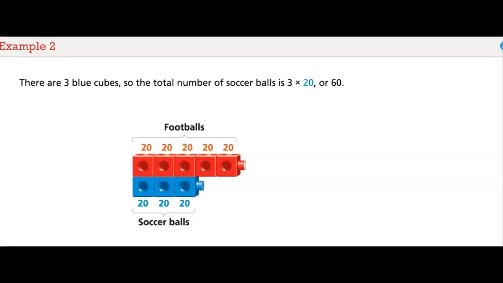There are 3 blue cubes, so the total number of soccer balls is 3 times 20, or 60. The sporting goods store has 60 soccer balls in stock. Now you know how a diagram can help you solve a ratio problem.